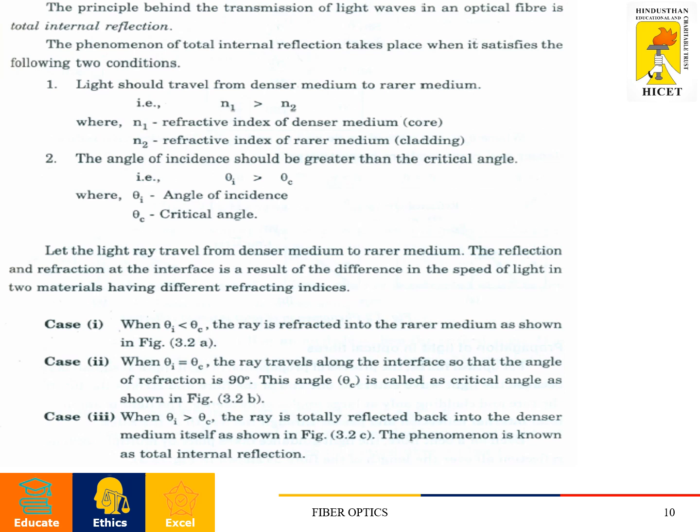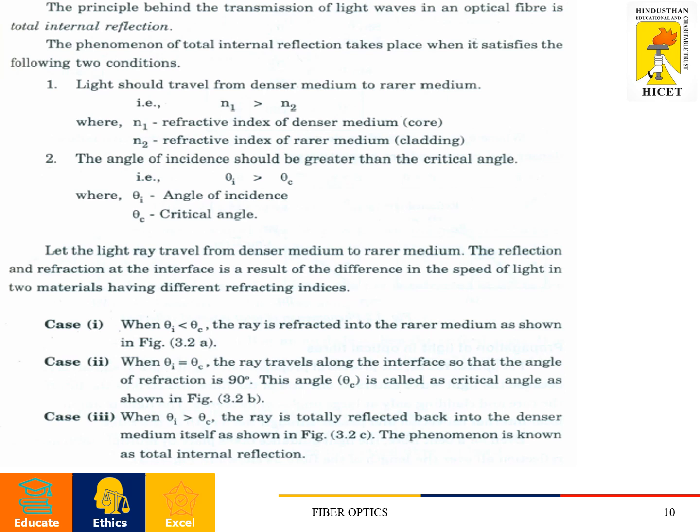The phenomenon of total internal reflection takes place when the following two conditions are satisfied. Light should travel from a denser medium to a rarer medium. That is, n1 should be greater than n2, where n1 is the refractive index of the denser medium, that is the core, and n2 is the refractive index of the rarer medium, the cladding. The angle of incidence should be greater than the critical angle. θ1 must be greater than θc, where θI is called the angle of incidence and θc is called the critical angle. Let the light ray travel from a denser medium to a rarer medium.